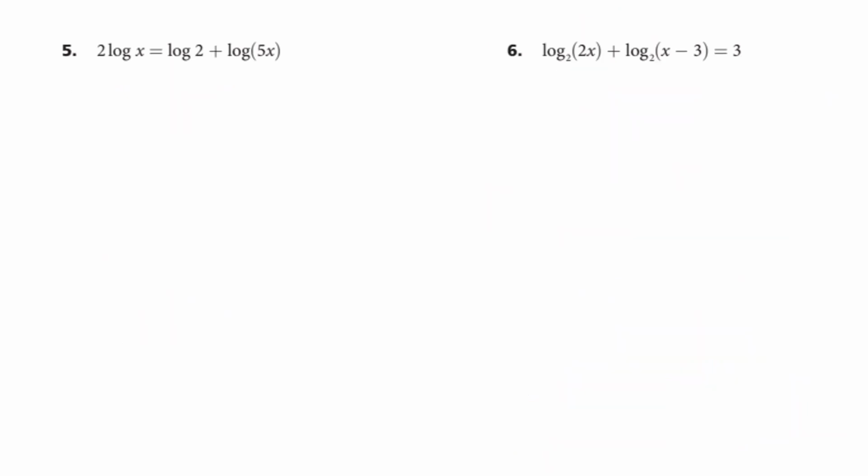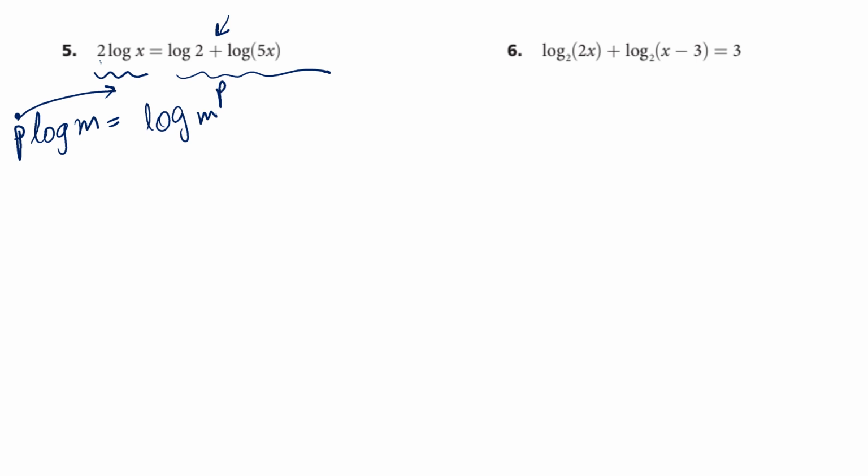Next question. Again, there is a log here. There is a log here. On this side, they are separated by a positive sign. And here there is a 2 here before the log. So if you remember, I told you a property p log of m. You can make the p as the power of the m. So you can write it as log m to the power of p. So on the left hand side, you will write the log x to the power of 2.